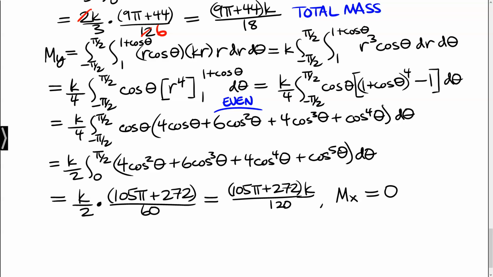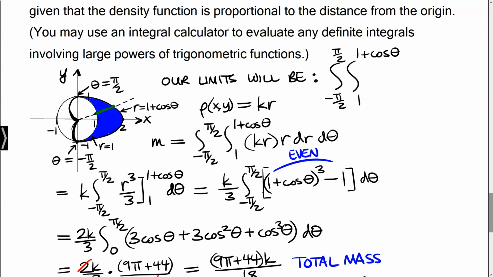Now I'm going to pause the video. Think about conceptually, just from a physics standpoint, why the moment about the x-axis has to be 0. So hopefully what you're able to reason through is that, first of all, this region is symmetric about the x-axis. But not only that, the density function is k times r, and that density function is also symmetric about the x-axis.